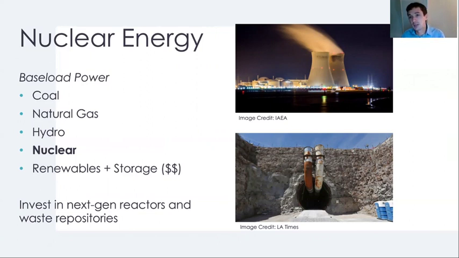So investing in next generation reactors that don't produce as much waste, that don't melt down nearly as easily, maybe reactors that even recycle old waste, stuff like that, as well as waste repositories. That would be a necessary investment for nuclear to be viable again. So either way, it's an expensive option to change over the grid.